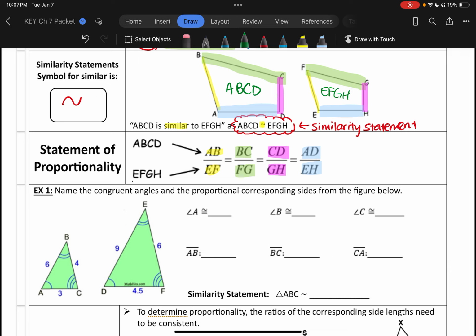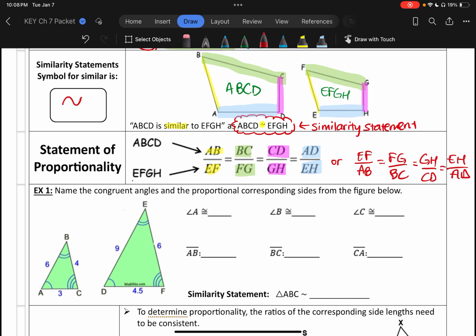I could also flip that around, and you could write it like this as long as you're consistent. I can choose to start with the polygon on the right first. So I can write this as EF over AB, equal to FG over BC, equal to GH over CD and EH over AD. So pretty much the same thing as long as you are consistent. Depending on how you write that first ratio, make sure that you're being consistent here.